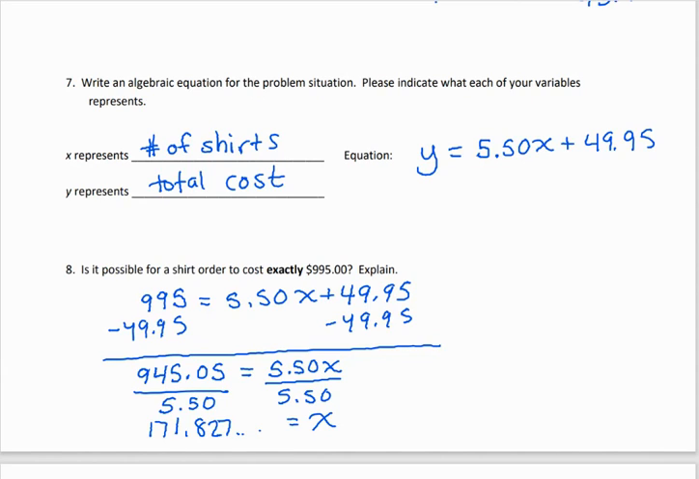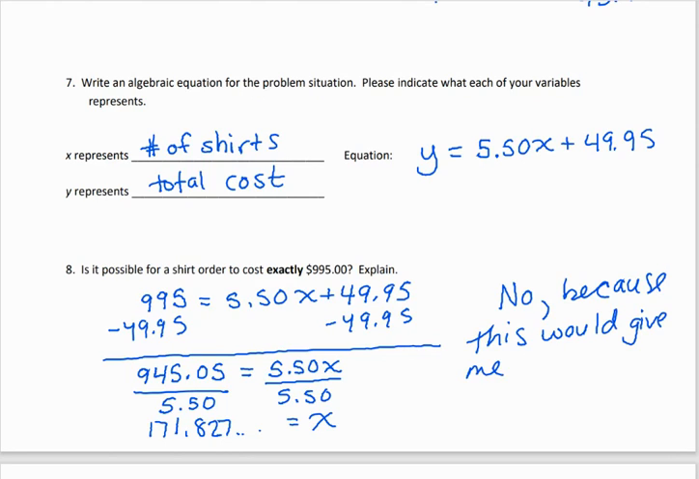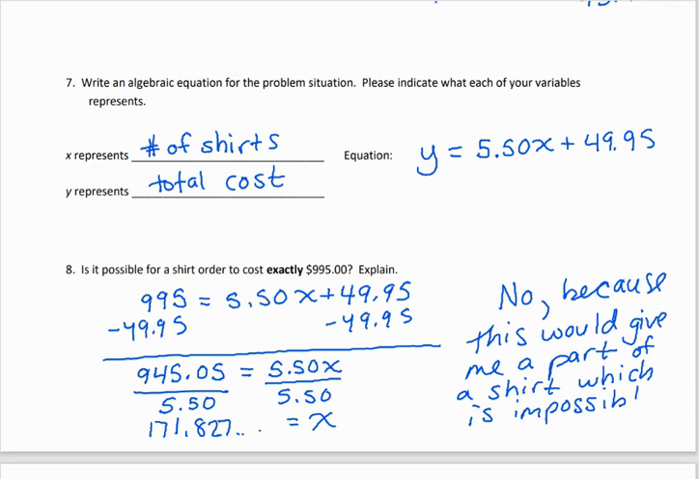So what is that telling me? Am I getting an exact amount of shirts here? No. So if I buy an amount of shirts, it'll never give me exactly $9.95. So is it possible? No, because this would give me a part of a shirt, right? 0.82 of a shirt, which we can't have. We can't order part of a shirt.